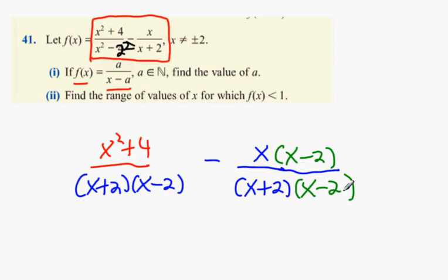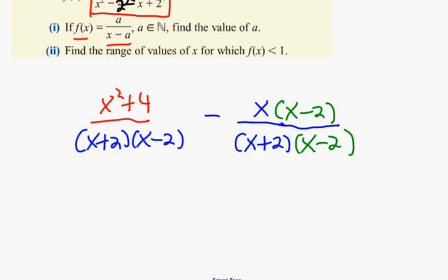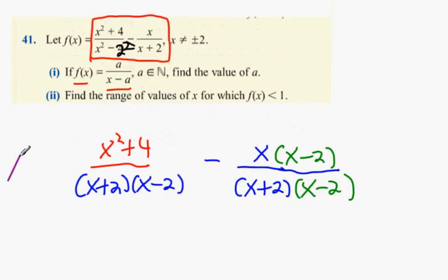Not at the moment. It's just what x is equal to. So this is what f of x is equal to. Remember, all I've done is played around with the f of x formula. There is no equal to 0 yet. Okay.